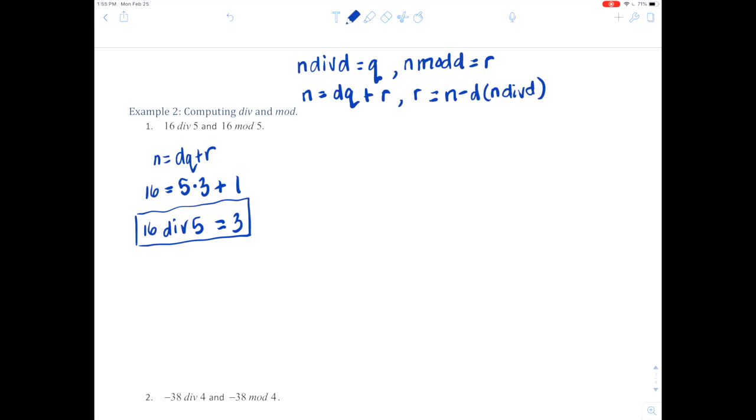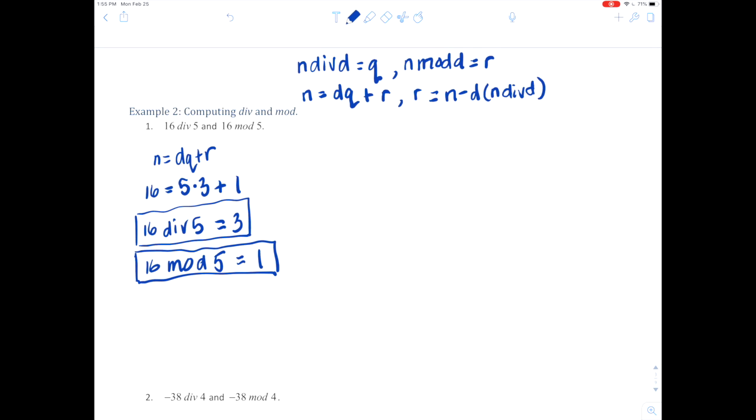Our other result would be looking for 16 mod 5, right? So we did the work already. So 16 mod 5 is that integer remainder you get after dividing 16 by 5. And what was our remainder? 1. So 16 mod 5 is 1.